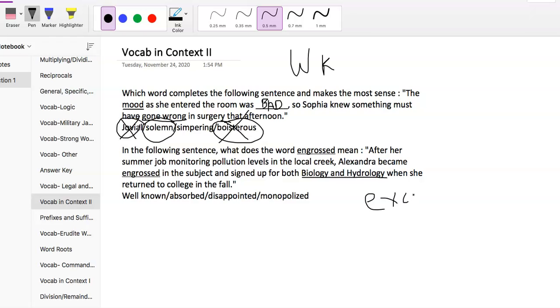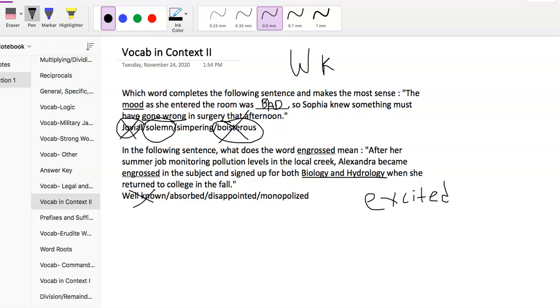Excited, passionate, interested, some word kind of like that. I wrote down excited, but interested, passionate, and so on is what we're looking for. So let's look at the answer choices. Well known. That doesn't really fit, does it? That really doesn't fit into what we were hoping for, so we can go ahead and eliminate that one.